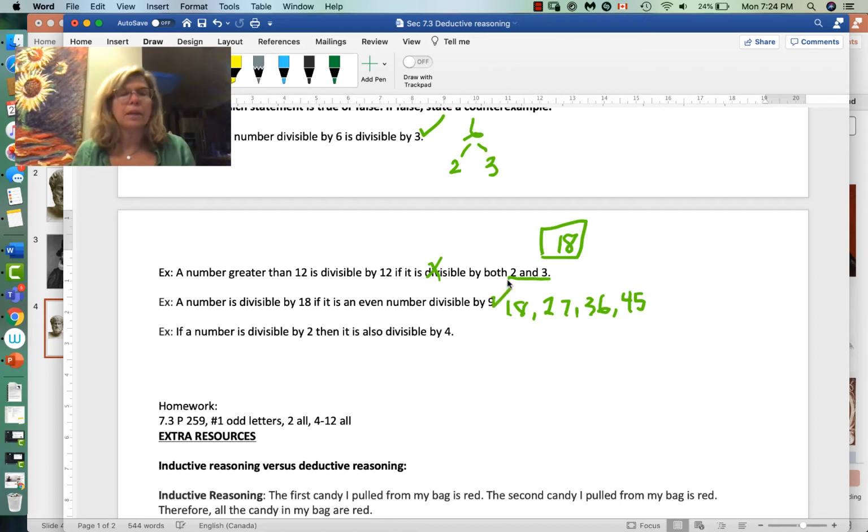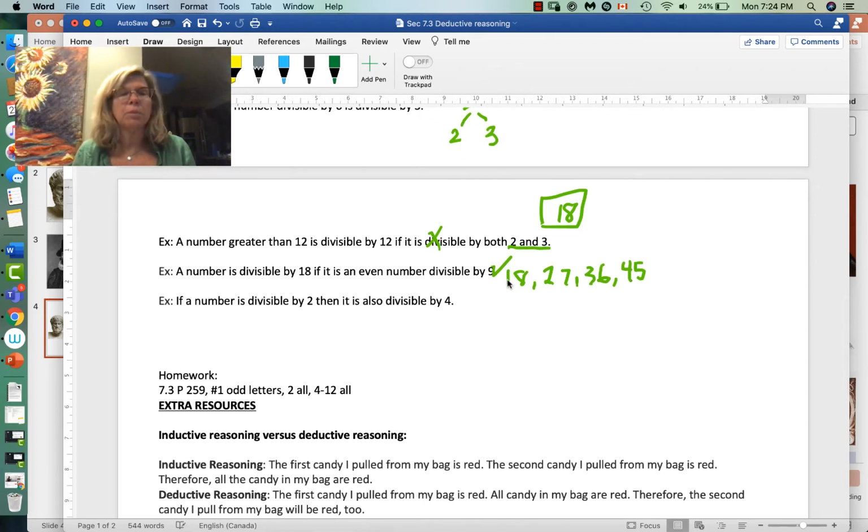And then the last one: if a number is divisible by 2, then it is also divisible by 4. Well, we sort of know from above that that can't really be the case, because a number could be divisible by 2, say 6. 6 is divisible by 2, but it's not divisible by 4 unless you want something that's a non-integer. So this one I'm going to say no, and I'm going to use the example 6.